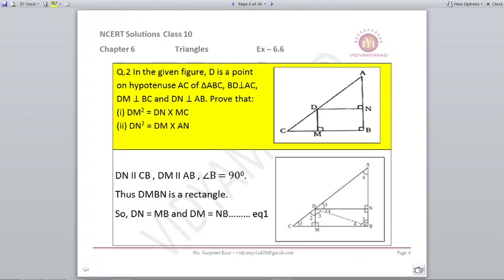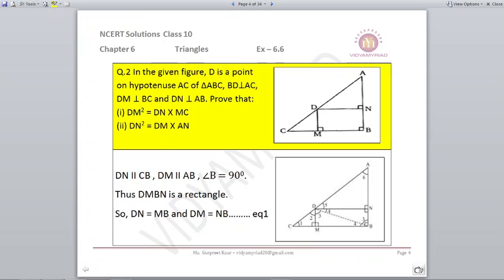Question number 2. In the given figure, D is a point on hypotenuse AC of triangle ABC. BD is perpendicular to AC, DM is perpendicular to BC, and DN is perpendicular to AB. Prove that DM square is equal to DN into MC and DN square is equal to DM into AN.